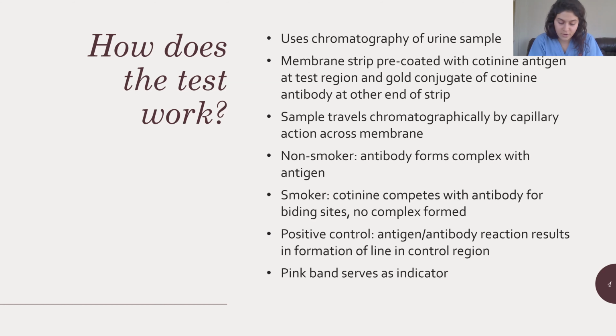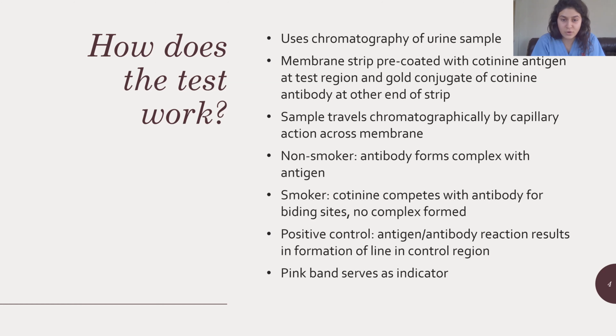There is another antigen and antibody reaction that also occurs in the control region of the test, and this is just to indicate that the test has been working properly. And regardless of how the test comes out, whether it's positive or negative, there should always be a line at the control region.